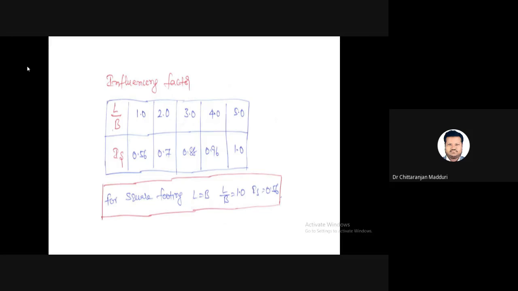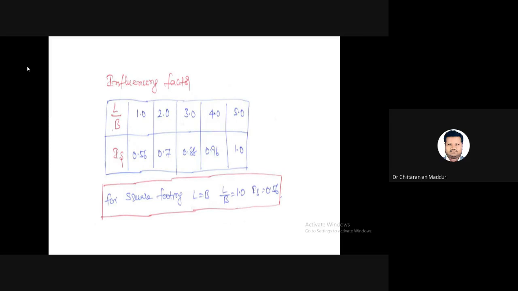So, the L by B ratio and the influencing factor. If the L by B ratio is 1.0, it happens in a square footing. For a square footing, L is equal to B, L by B is equal to 1.0, and the influencing factor equals 0.56. Every student should remember this value. It may be given in the problem, it may not be given in the problem. So you should remember this one, 0.56.